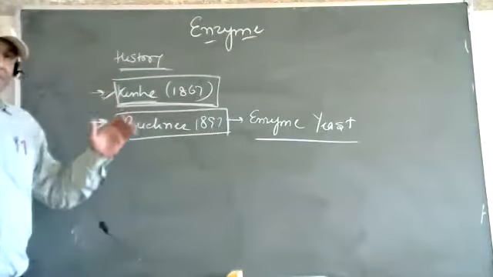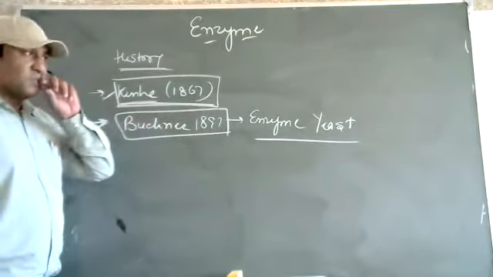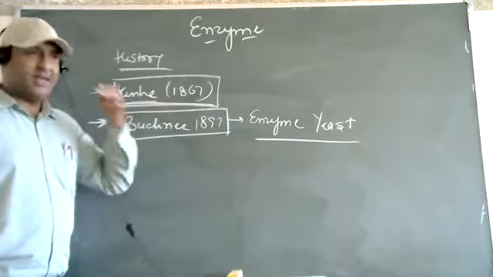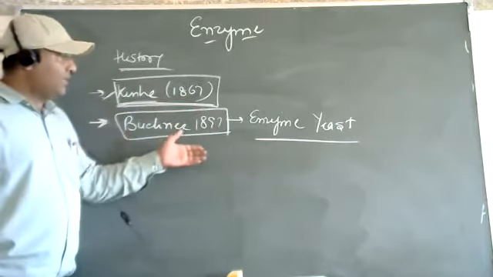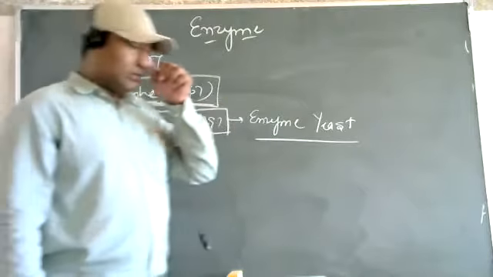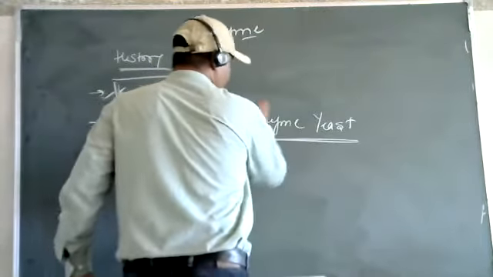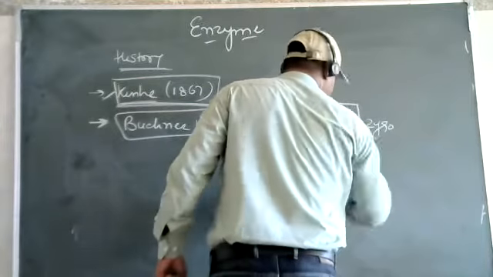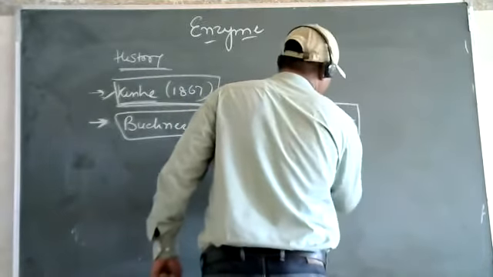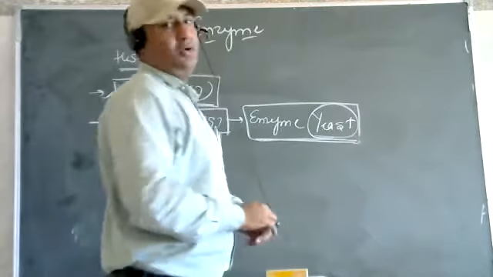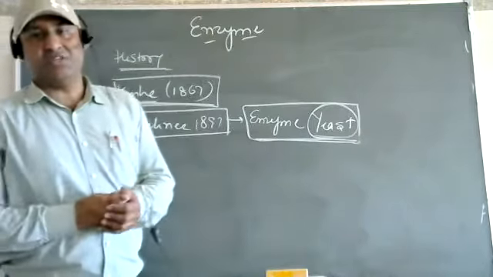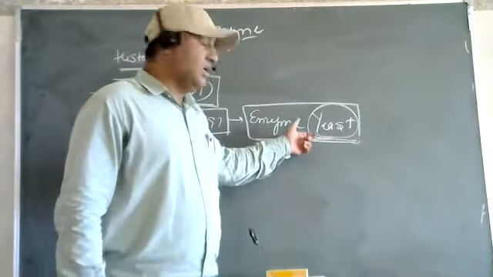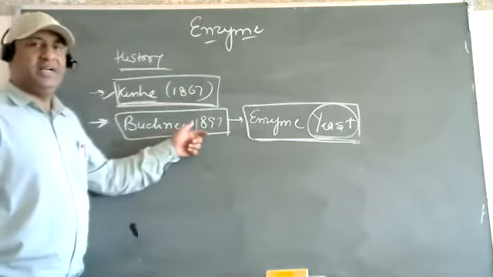So again, it is a history which is very important for NEET purposes. First, who proposed the name of enzyme? Kühne proposed the name of enzyme. Second, Buchner extracted the enzyme from the yeast solution. So yeast has zymase, or we can say the enzyme which is used in fermentation, in which it converts the sugar into alcohol and carbon dioxide. So it is the work done by Buchner in 1897.